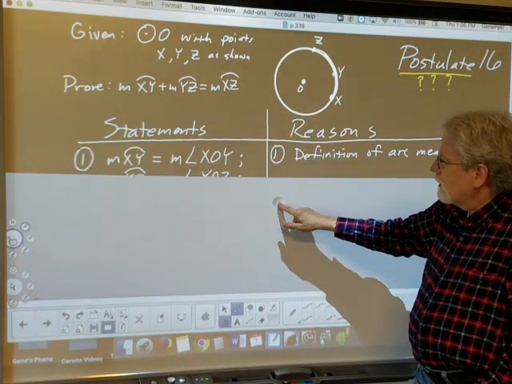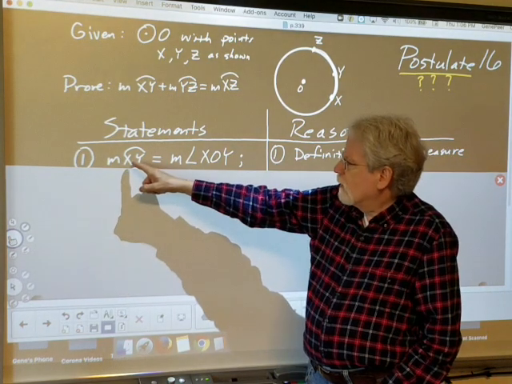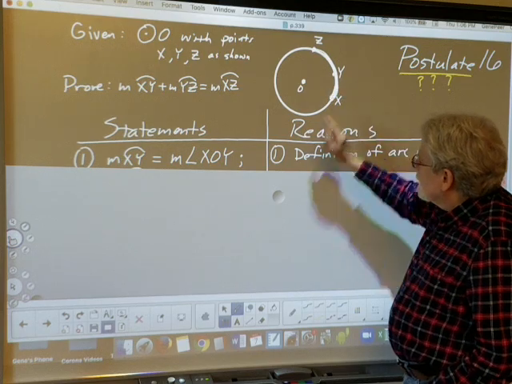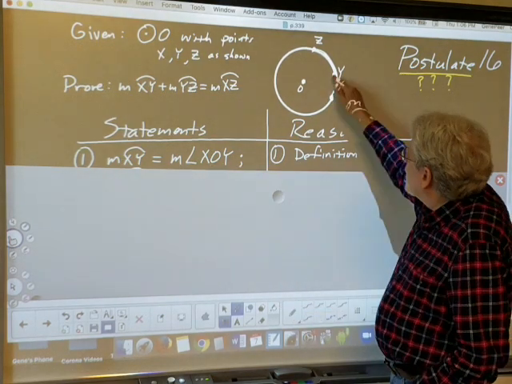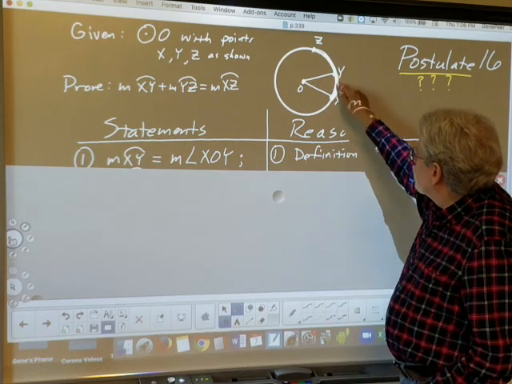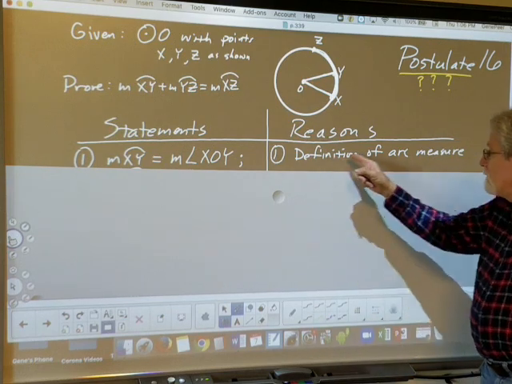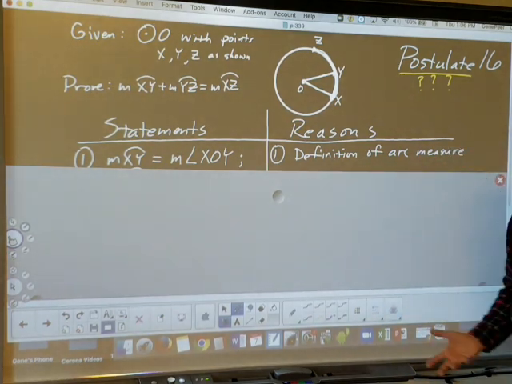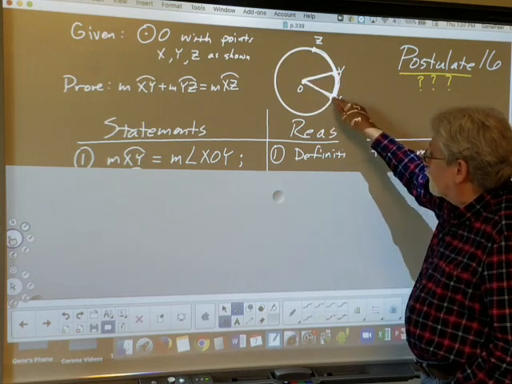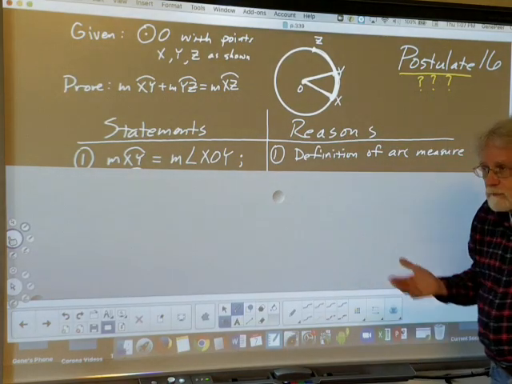We'll start with statement number 1. The measure of arc XY is equal to the measure of angle XOY. Why would this arc measure be equal to this angle measure? Because that's the definition of arc measure. That's how we measure arcs. An arc's measure is equal to the measure of its central angle. So, of course, arc XY and angle XOY have the same measure.